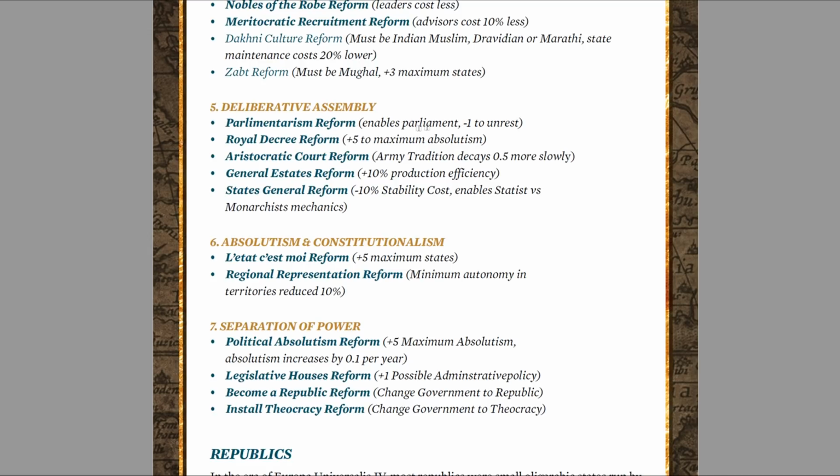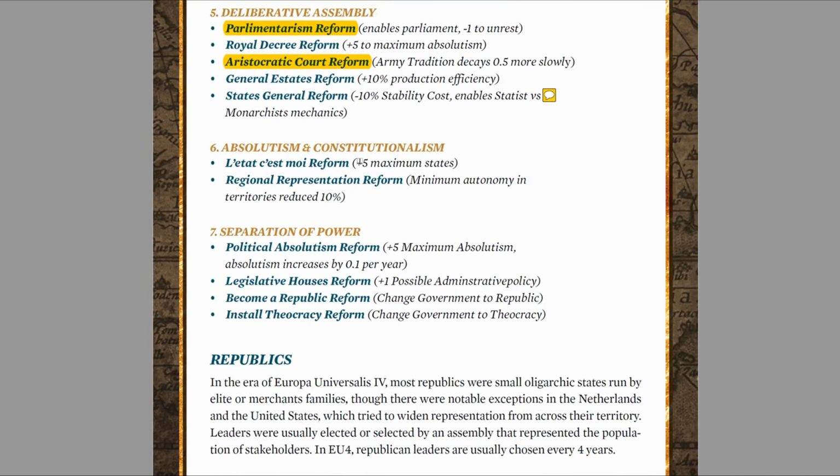Yes, I might go for it. +5 max absolutism. Fantastic. Great. Army tradition decays 0.05 more slowly. Pretty good. 10% production efficiency. Great. -10 stab cost. Enables statist versus monarchist mechanics. Don't know what that is. But yeah, the fifth reform seems pretty darn strong. I would either go for army tradition decay or parliament, just because playing with parliaments with different monarchies would be kind of interesting. Sixth reform is +5 maximum states.